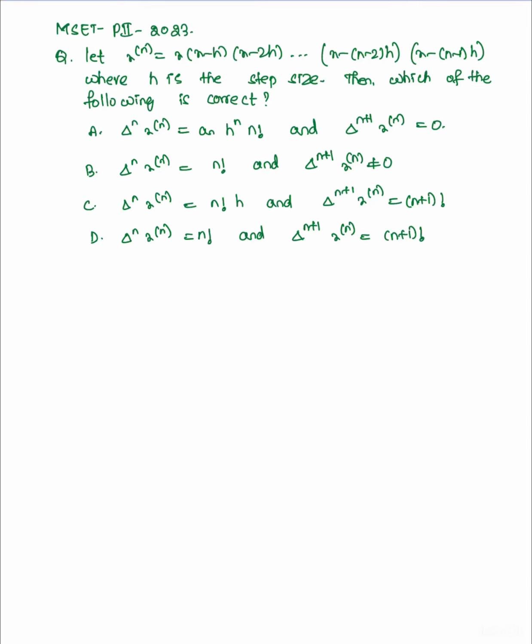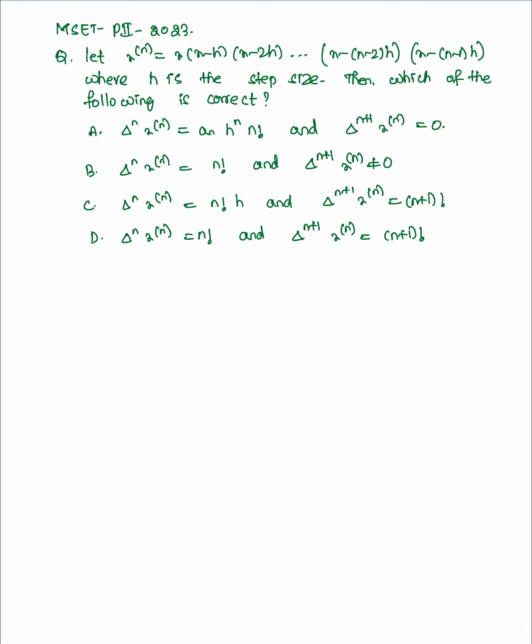Questions of MSET 2023. The first question is, let x power n be equal to x into (x minus h), (x minus 2h), and so on, up to (x minus (n minus 1)h), where h is the step size. Then which of the following is correct? We have 4 options.